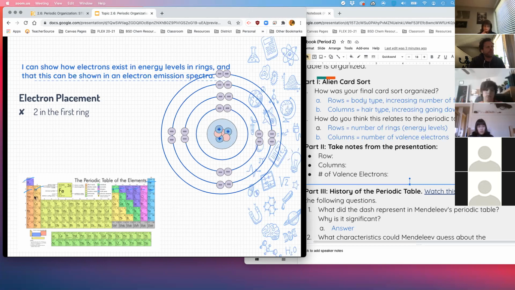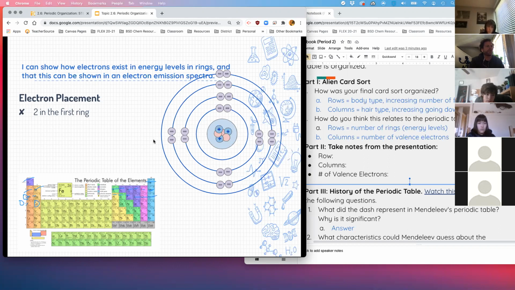So for every single row, we add a new ring. So now with sodium, I'm on row 3. That means I'm on ring 3. So I have 1, 2, 3, 4, 5, 6, 7, 8. And then bam, I'm done with row 3. I'm on to row 4, aka ring 4. And I got potassium and calcium, and that's kind of where we ended.